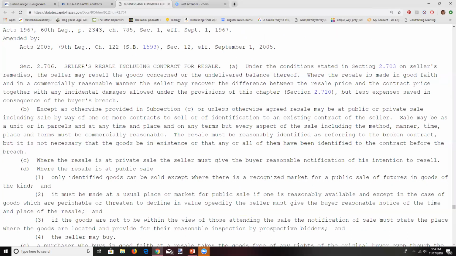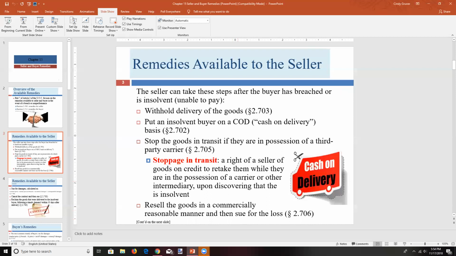Under the conditions stated above on seller's remedies, the seller may resell the goods concerned or the undelivered balance thereof. Where the resale is made in good faith and in a commercially reasonable manner, the seller may recover the difference between the resale price and the contract price together with any incidental damages allowed under the provisions of this chapter, but less expenses saved in the consequence of the buyer's breach. So that's going to that commercially reasonable manner language. So what I'm trying to show you is these snippets are almost as long as the actual language in the statute.